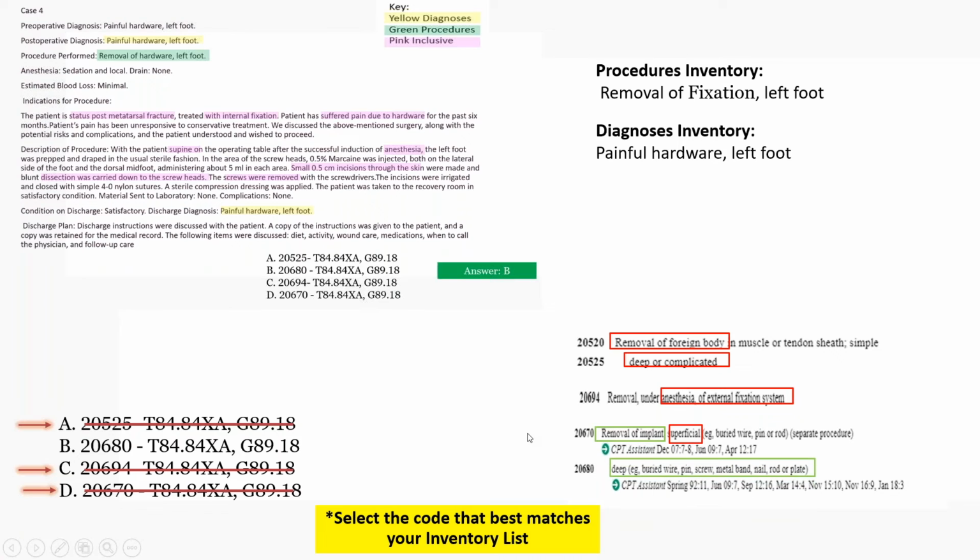That is why we eliminated option D, 20670, and selected option B, 20680 as our answer. So the correct answer would be option B, 20680. Did you get some aha moment in this one, coders? Yes. Be forensic, get your inventory list correct, and select the code that best matches your inventory list. That is going to be your mantra.